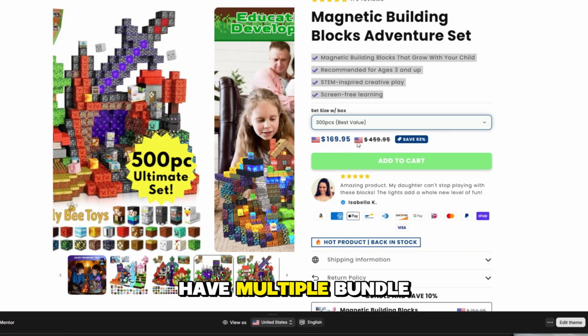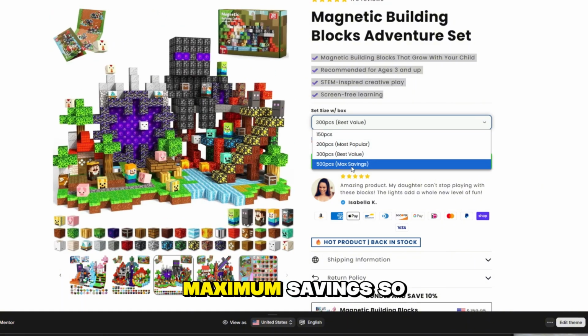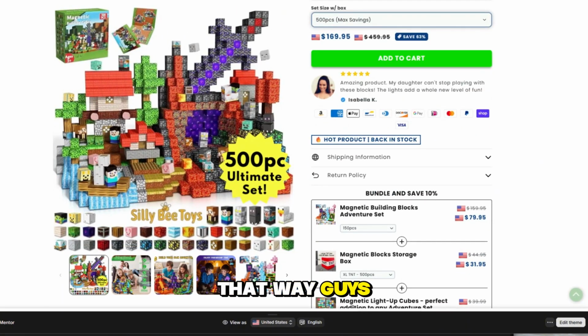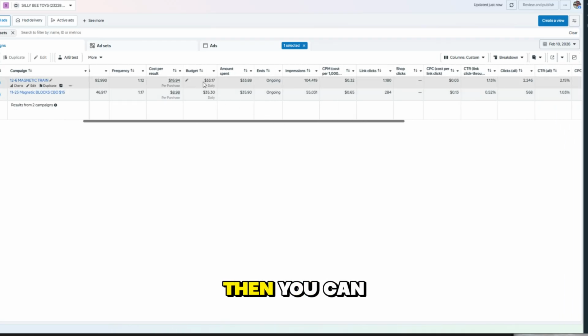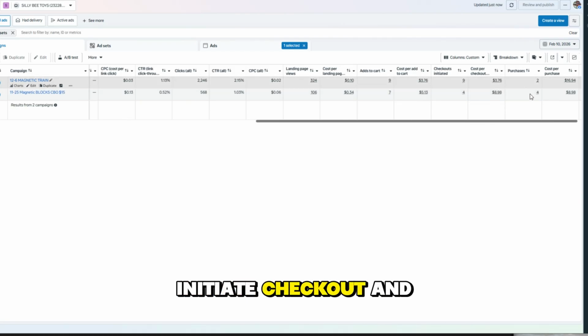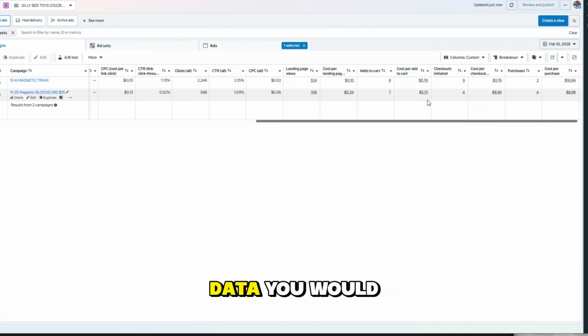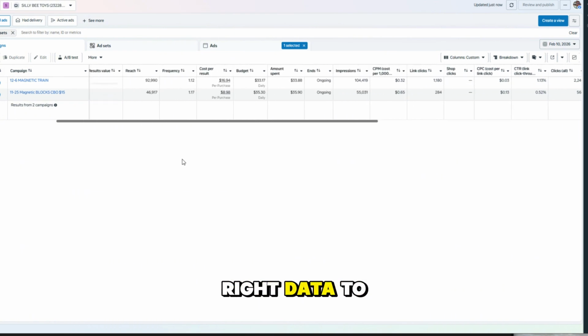You need to have multiple bundle offers, and even like you see here, most popular, best value, maximum savings. So that way, guys, if you're getting those types of add to carts and those initiate checkouts, then you can pour gasoline on the fire. But if you're getting like a random add to cart, let's say you had 5 add to carts and only 1 initiate checkout and 1 purchase, that's not enough data. You would be emotionally scaling without having the right data to back it up. And then you're going to see that your ad account is going to start going out of optimization.